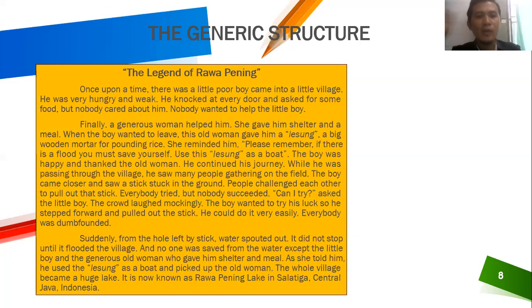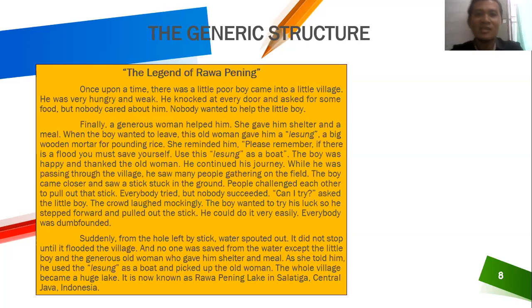No one was saved from the water except the little boy and the generous old woman who gave him shelter and a meal. As she told him, he used the lesung as a boat and picked up the old woman. The whole village became a huge lake. It's now known as Rawapening Lake in Salatiga, Central Java, Indonesia.